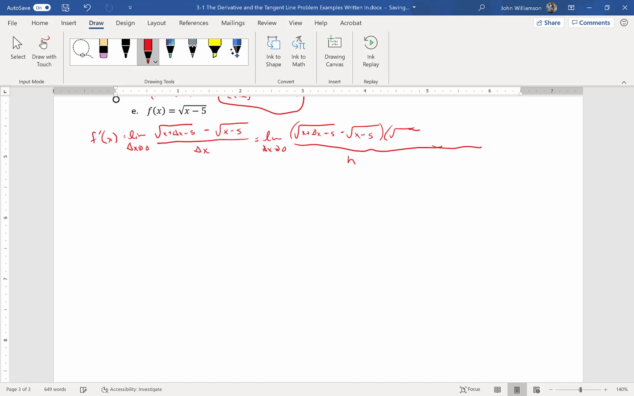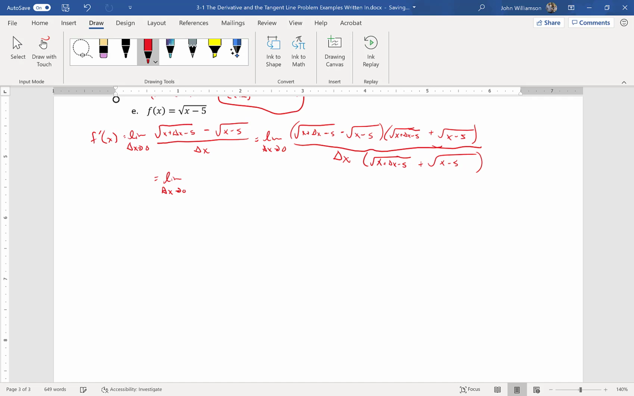So the conjugate's going to be square root of x plus delta x minus 5 plus square root of x minus 5. And if I multiply the numerator by it, I also have to multiply the denominator by it. So square root of x plus delta x minus 5 plus square root of x minus 5. So now let's multiply this out, clean it up a little bit. Limit as delta x is approaching 0. Sorry, this should be a delta x up here as well.